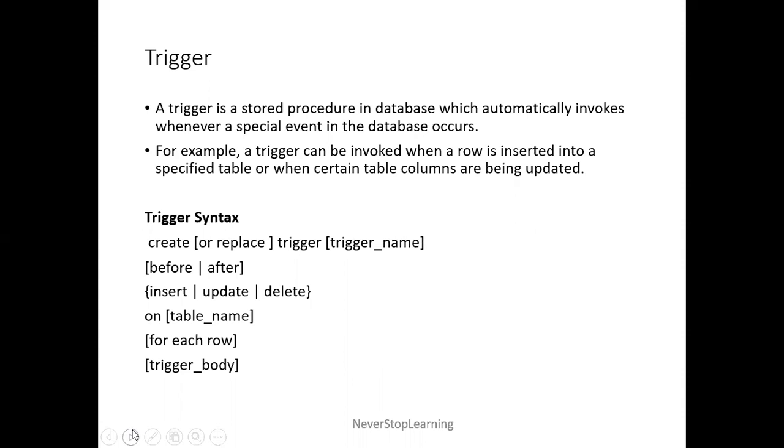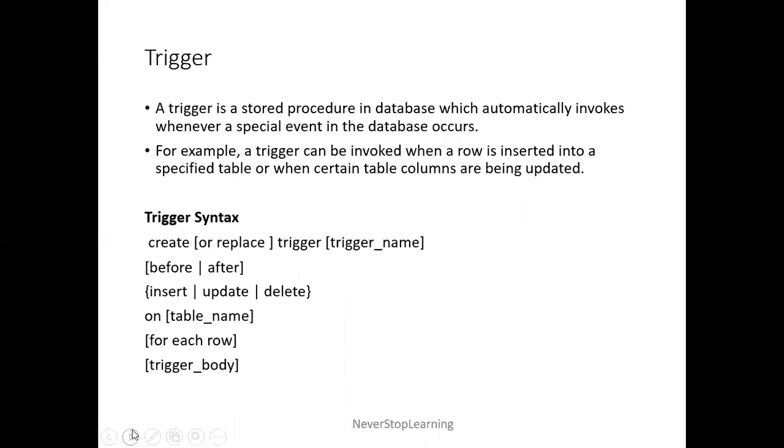So let's start with the definition. A trigger is a stored procedure in a database which automatically invokes whenever a special event in the database occurs. Stored procedures were already defined in the previous lecture videos. Any stored procedure will have an execution body, so triggers are just like stored procedures.